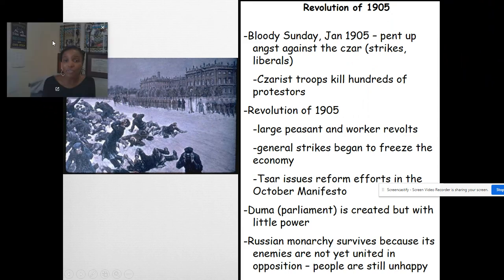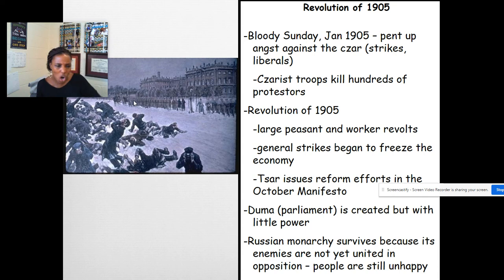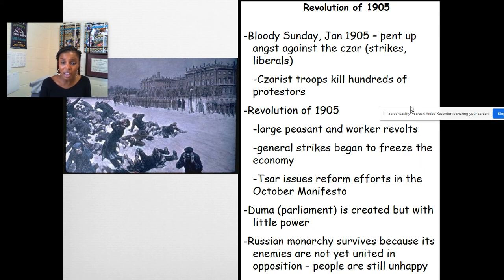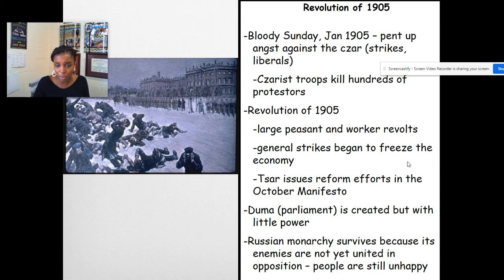The Revolution of 1905, they have their own Bloody Sunday in January of 1905. Pent up anger against the Tsar, the liberals, and lack of progress sparks this. The Tsarist troops kill hundreds of protesters. And in the Revolution of 1905, there's a large peasant and worker revolt. Strikes begin to freeze the economy. The Tsar issues reform efforts in this huge October Manifesto, but the parliament has little power, so it doesn't go far. And the Russian monarchy only survives because its enemies are not yet united in opposition.